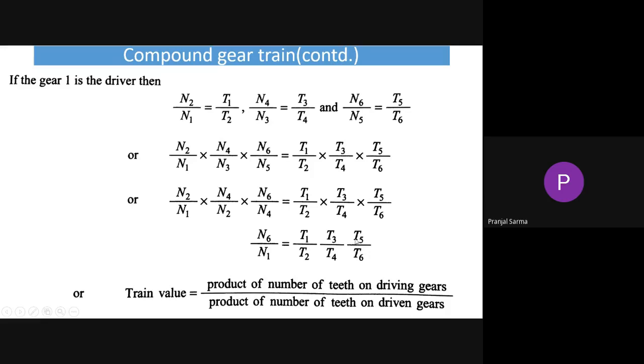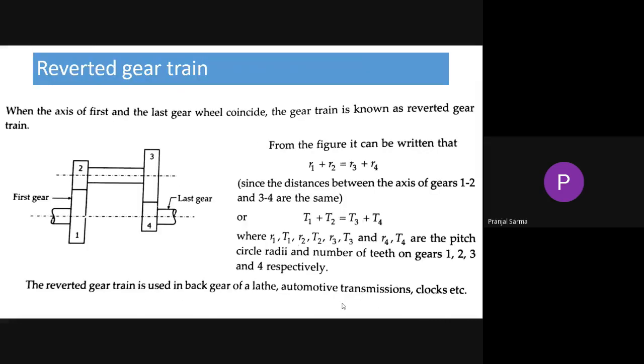So 1, 3, 5 become the driving gears. 2, 4, 6 are the driven gears. So now it becomes the product of these things. Previously, in the simple gear train, the intermediate gear had no role to play, but in the compound gear train, the intermediate gears have some role to play. Understood?